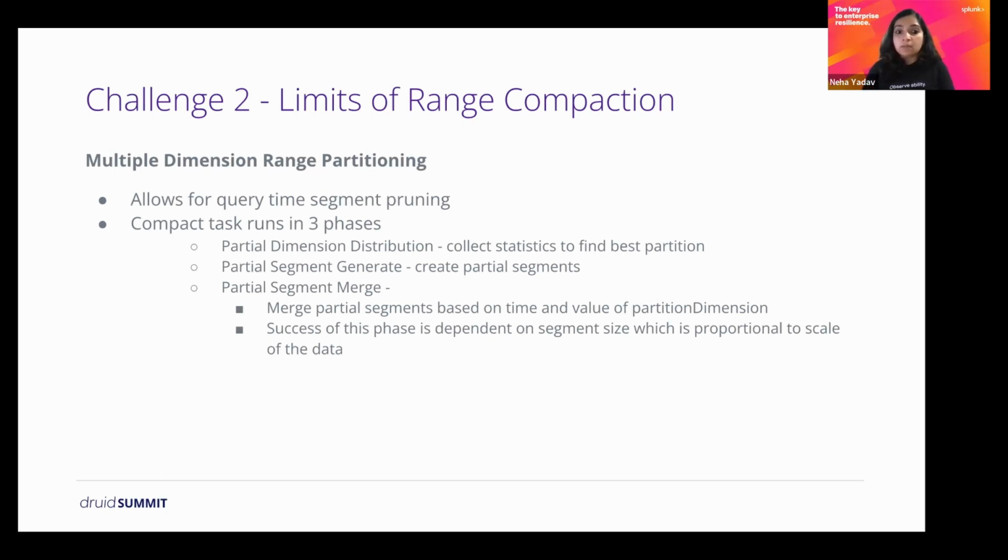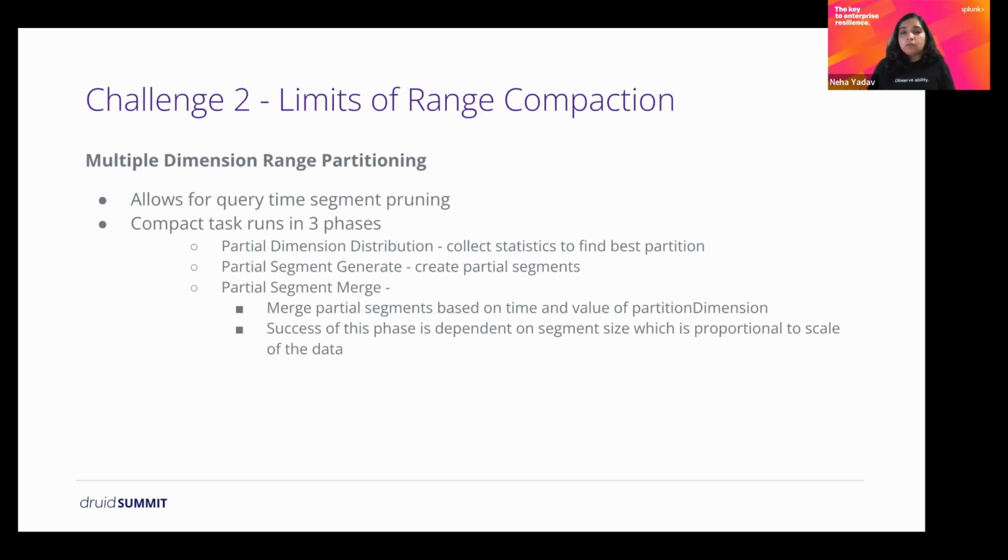A multi-dimension range compaction task basically runs in 3 phases. The first phase is partial dimension distribution, where subtasks collect statistics to find the best partition to persist the data into. The next stage is partial segment generate, where partial segments are generated, and then the final stage is partial segment merge. It is in this partial segment merge phase that the generated partial segments are actually combined based on the time and value of the dimensions in the partition spec.